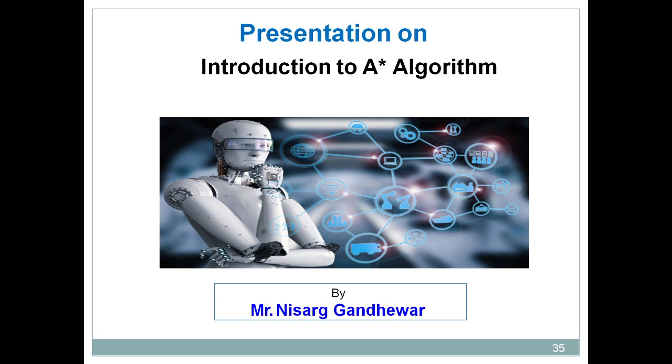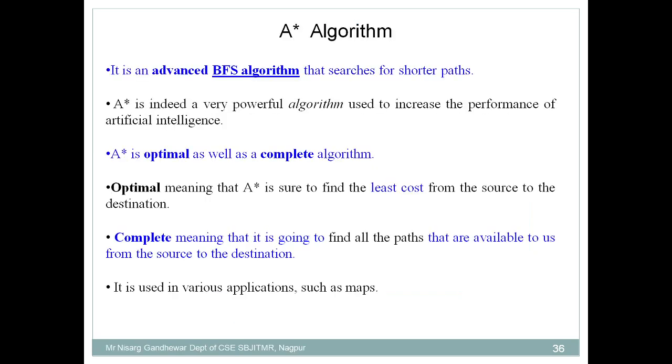Today's topic of this video is Introduction to the A-star algorithm. In the previous video we discussed the BFS algorithm and understood it with the help of an example. Now today we are going to discuss another informed search technique algorithm called A-star. A-star is one of the optimal algorithms, or a best informed search technique algorithm.